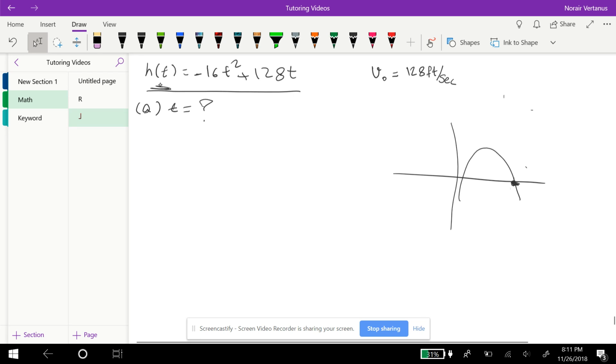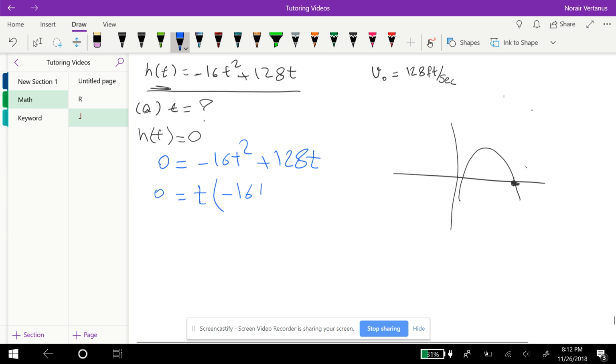So we need to set up h of t equal to 0 and solve to see where the time is that it returns to the ground. So that's going to be 0 equal to negative 16t squared plus 128t. That's just a quadratic equation that we need to solve for t. If you factor out t from here, that's t times negative 16t plus 128 equal to 0, right? So either this is 0 or this is 0.